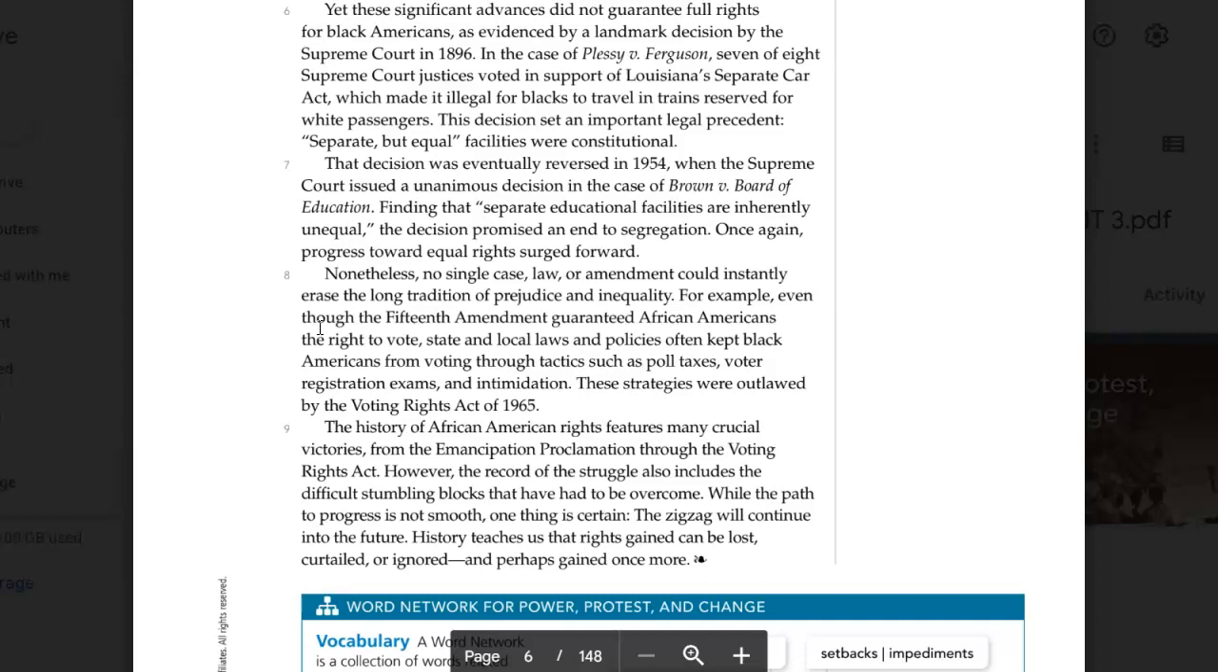The history of African American rights features many crucial victories, from the Emancipation Proclamation through the Voting Rights Act. However, the record of the struggle also includes the difficult stumbling blocks that have had to be overcome. While the path to progress is not smooth, one thing is certain. The zigzag will continue into the future. History teaches us that the rights gained can be lost, curtailed, or ignored, and perhaps gained once more.